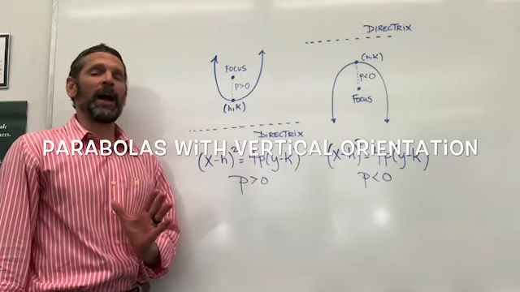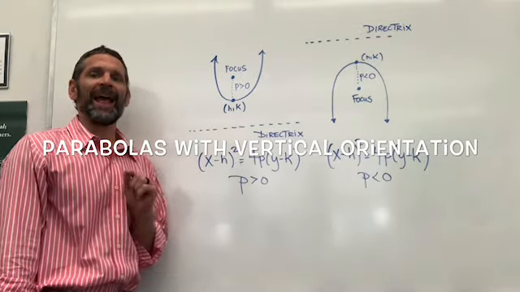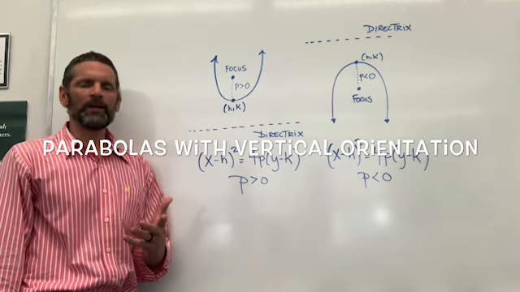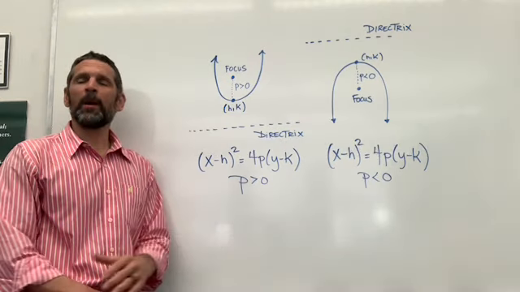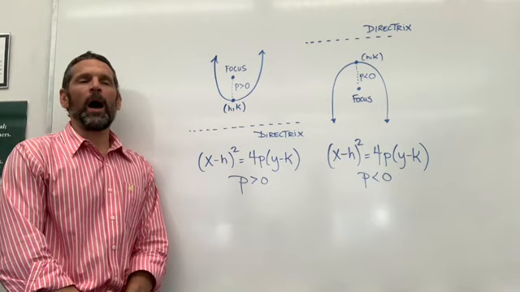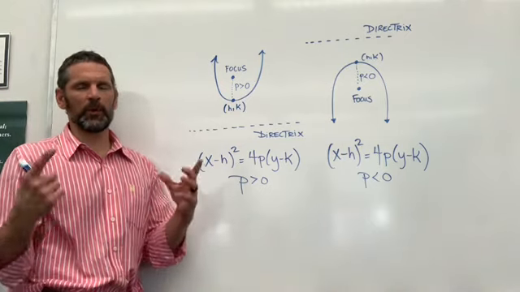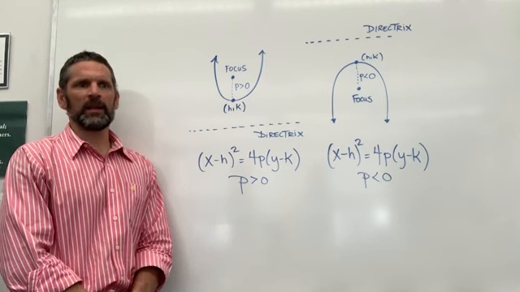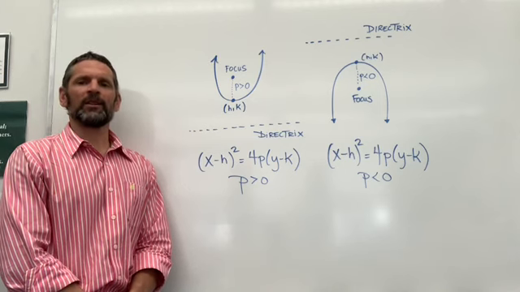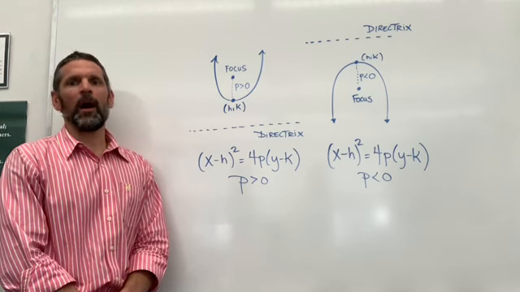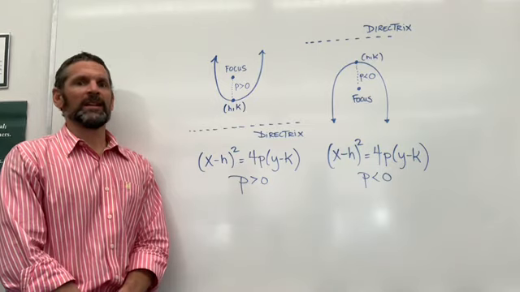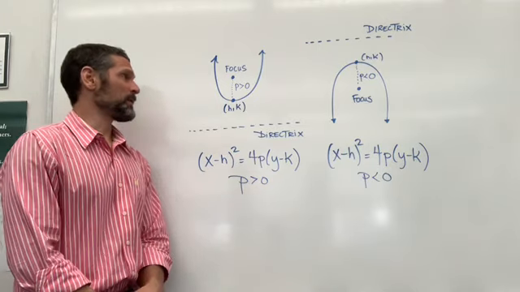If we are graphing parabolas with x squared and y to the first, we remember from our previous courses y equals ax squared plus bx plus c, or y equals a times the quantity x minus h squared plus k. Those were standard form and vertex form of parabolas. Now we're going to look at them from a different perspective.